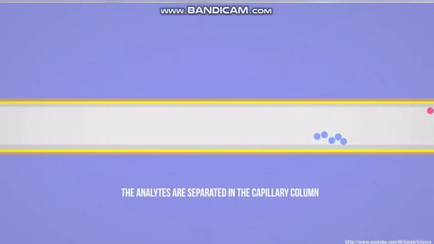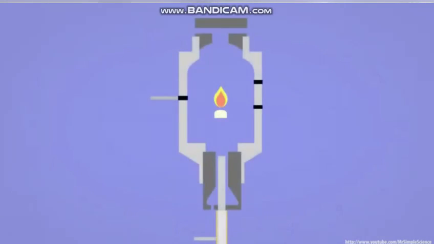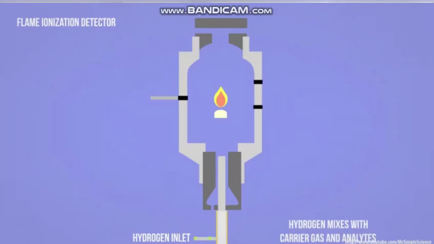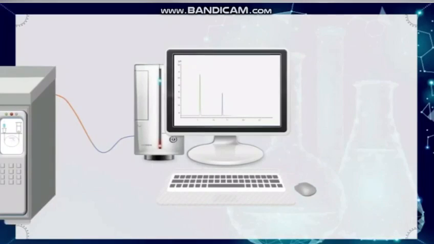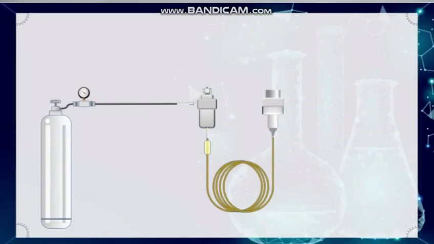Combined, the carrier gas and sample make up the mobile phase. The mobile phase enters the heated column, separating the analytes as they flow through. Lastly, a detector, a flame ionization detector, records the gases as they exit from the column and sends data to a computer for analysis. The most critical component of the instrument is the column.